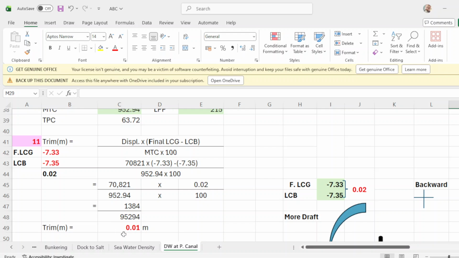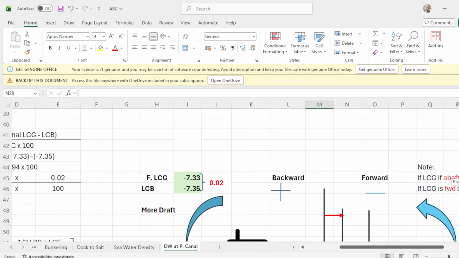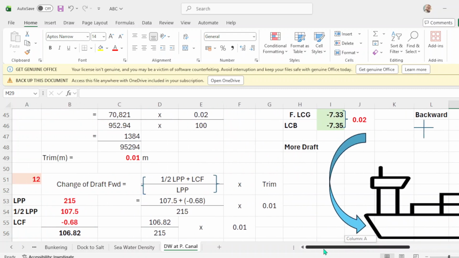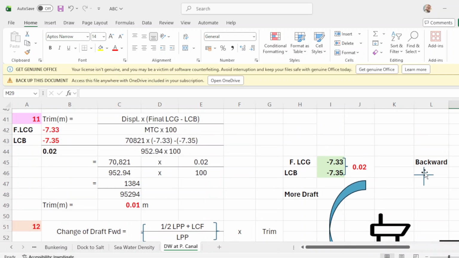Since this is positive, meaning you are trimmed by the stern. Because the trim is positive, your trim is around here. So you're trimmed by the stern because it's positive. But if your trim is negative, of course, you are trimmed by the forward. At this point you are trimmed by the stern, which is this one because it's positive. Okay? That will be 11. We go to number 12.